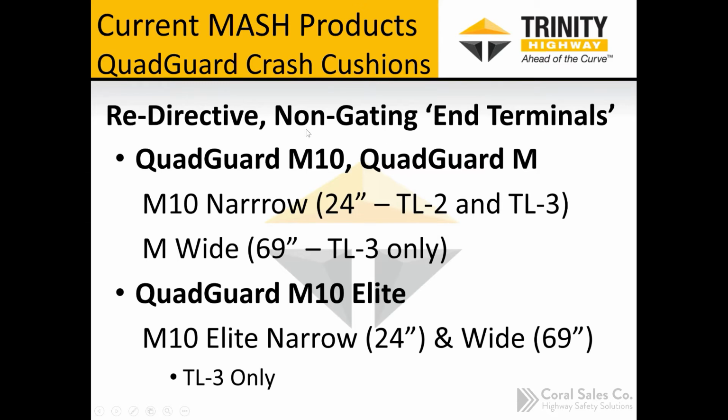So we have the first iteration of the standard QuadGuard for MASH, called the QuadGuard M10. And if you look below, you'll see the M10 is the model for narrow. We have a narrow unit that's 24-inch wide, and we offer the test level 2, which is approximately 44 miles per hour, and then the test level 3, which is tested at 62 miles per hour.